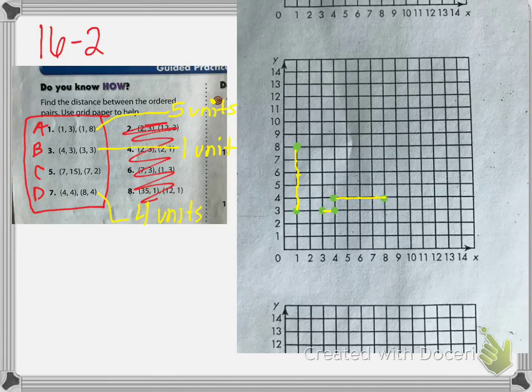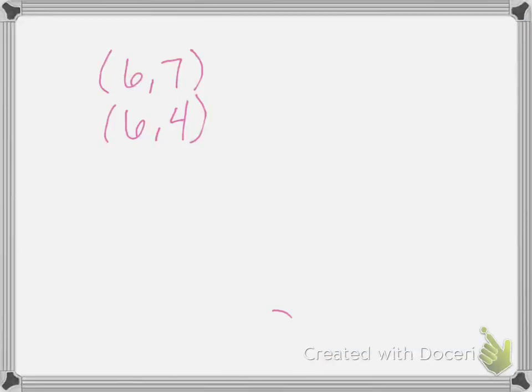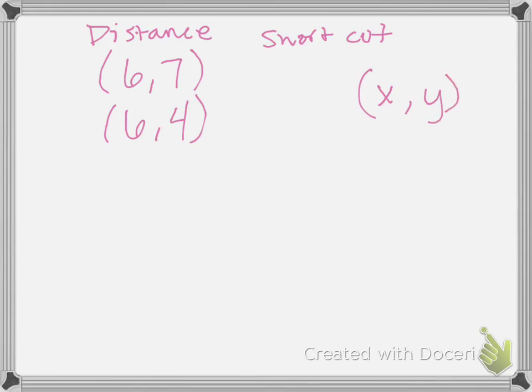So I'm going to teach you a quick shortcut to make your life easier. On the back of your coordinate grid paper, I would like you to write these 2 coordinates. You can put up top that we're trying to find the distance between these. And this is the shortcut. Every ordered pair always goes X, Y. So these 6s are in the X spot. The 7 and the 4 are in the Y spot.